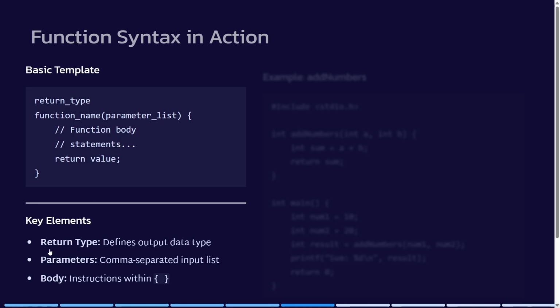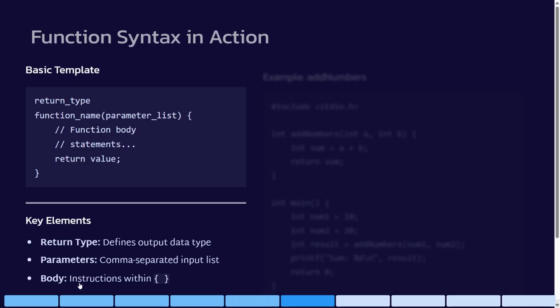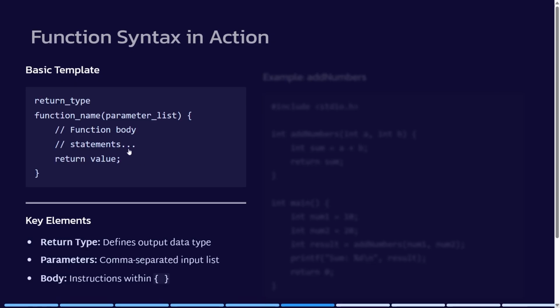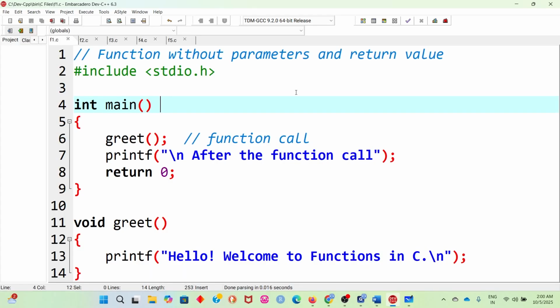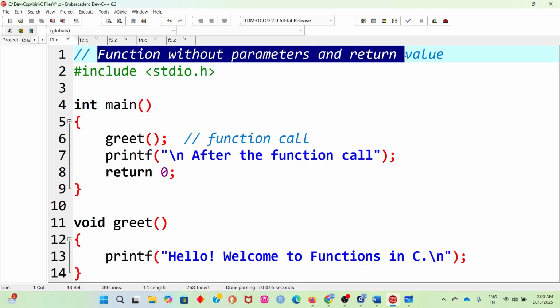So what are the key elements? Number one is the return type. Number two are the parameters and the body, where we write the instructions. So let us understand this with the help of a C program. Now consider this particular program. So this is a function without parameters and return value.